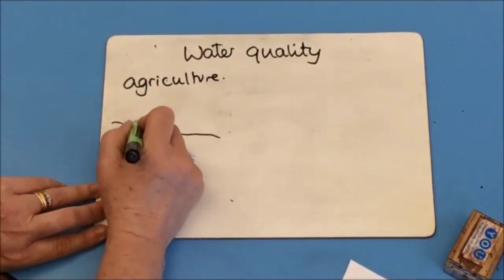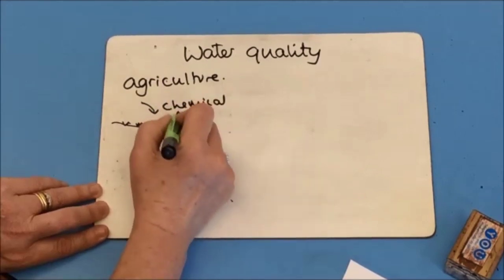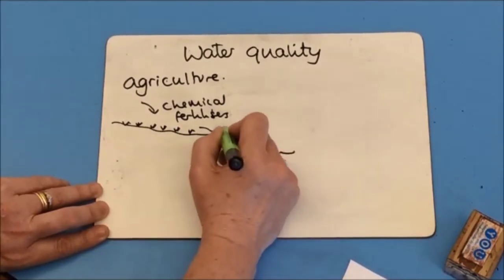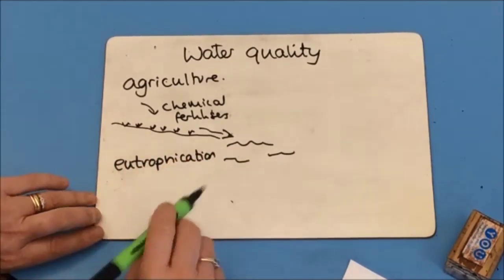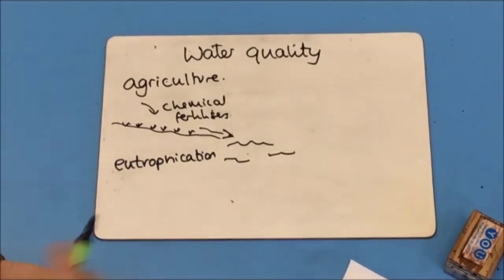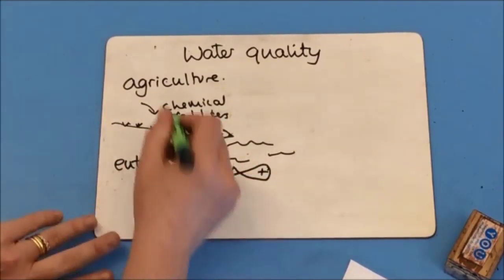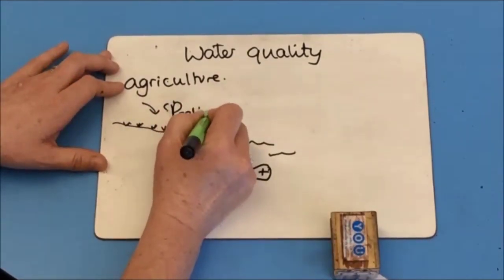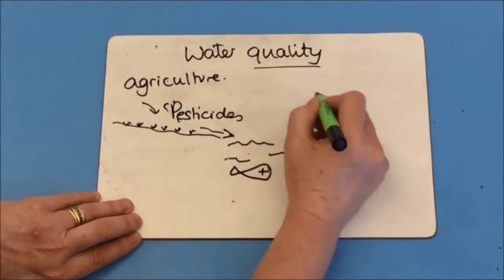So here we have our field with our crops in, and we know that we put chemical fertilizers on these, and this will run off into the river, and this will lead to eutrophication. And this is where fertilizers in the river cause algae to grow, plants to grow, which will use all the oxygen up. The other thing we put on our crops are pesticides. These are incredibly toxic, and they will also, after rain, run off into the river and can kill life in the river.